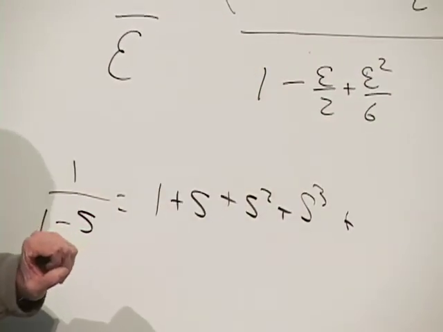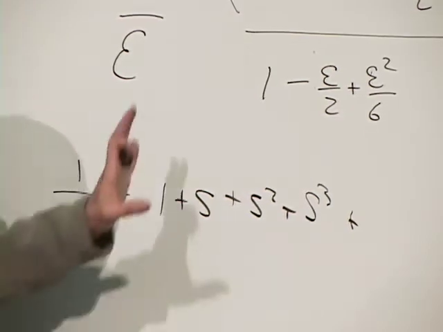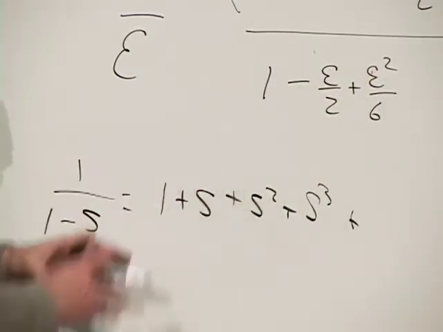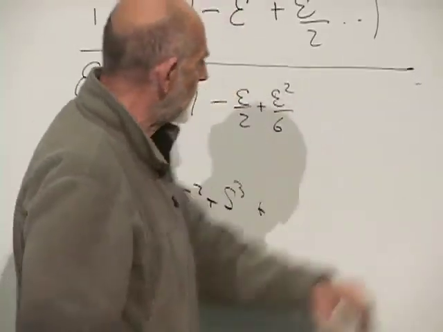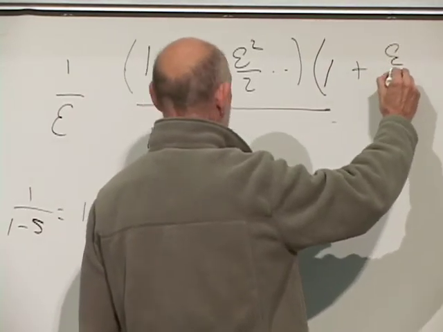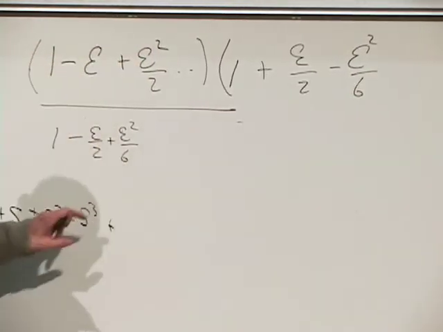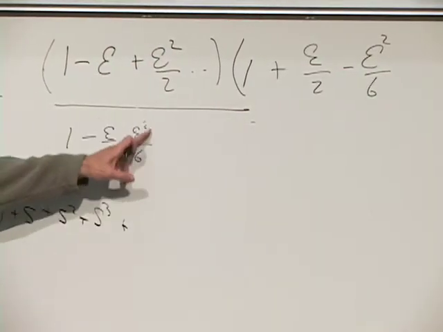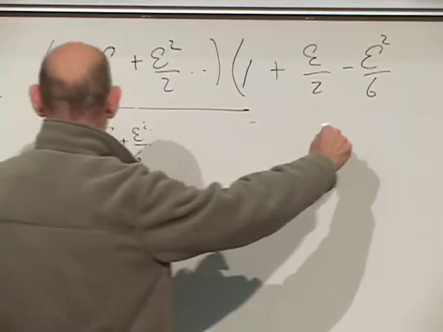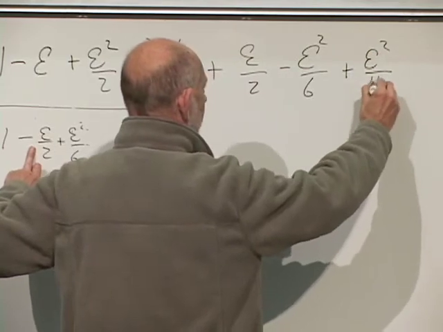Oh, did I leave out something? No, I think I got it right. I think I did everything right. So what we do is we take what's in the denominator here, and we expand it to get all the epsilon dependence in the numerator. Let's see what we get. I think we're going to get 1 plus epsilon over 2 minus epsilon squared over 6. But then there's a term coming from squaring the small quantity here. If I keep things to order epsilon squared, all I'm going to get is, let's see, I think plus epsilon squared over 4, I think.